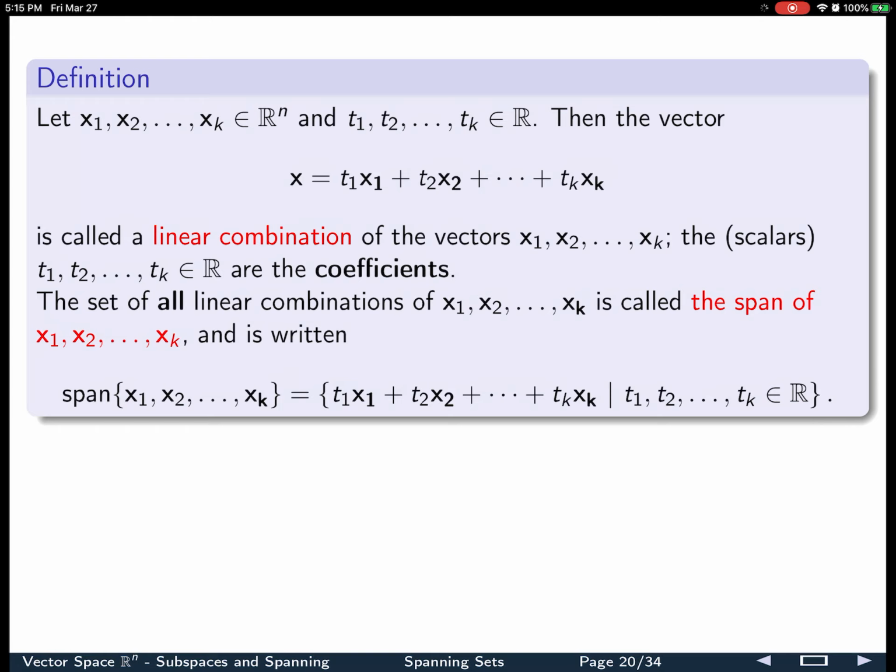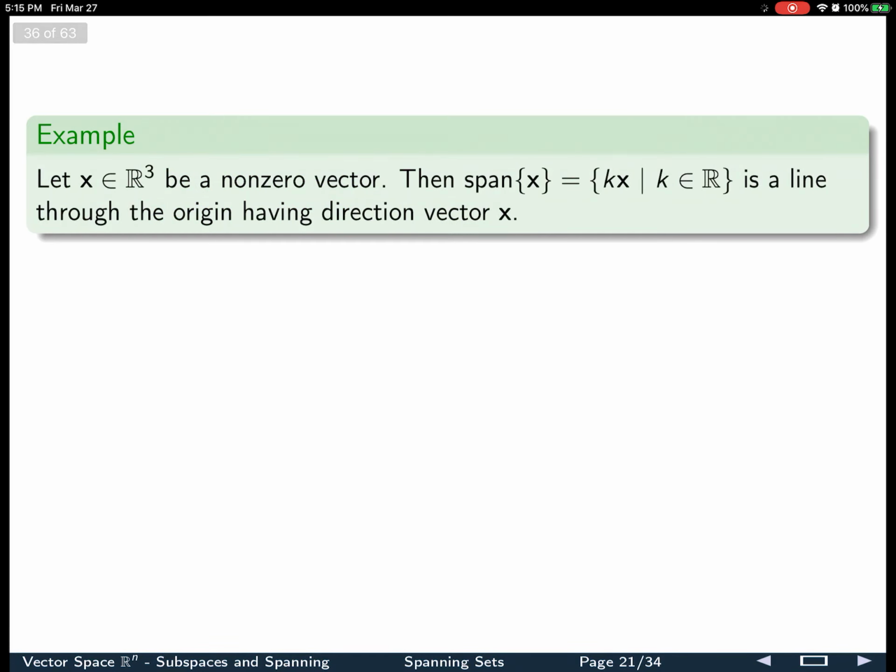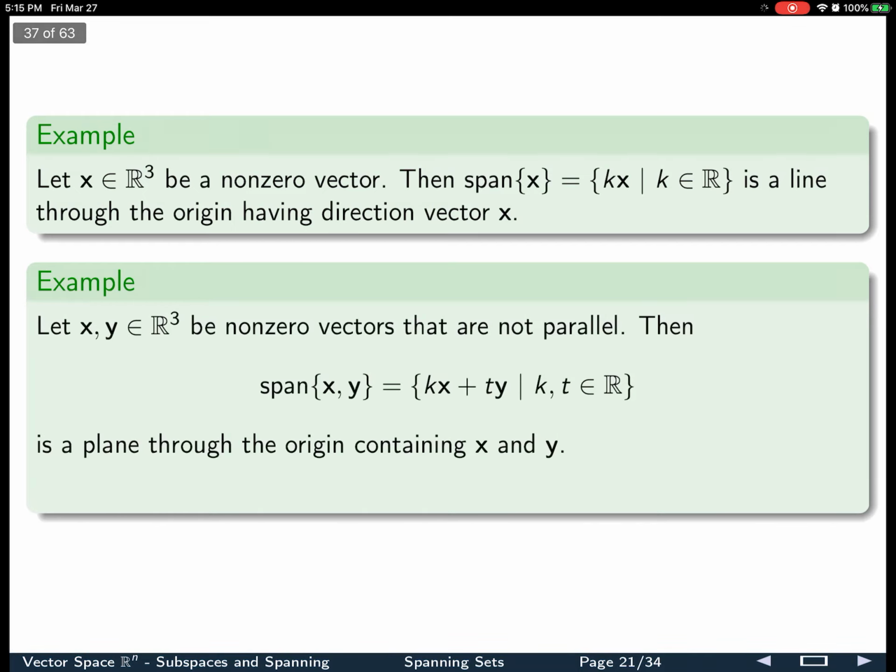Here is a definition of linear combination and span. We have already been using that vocabulary pretty heavily. A linear combination is basically just a weighted sum, and the span is the set of all possible weighted sums that you could take with a given group of vectors. So, spanning set, that's great. Let x be a non-zero vector, then the span is a line through the origin having direction vector x. Okay, we got that.